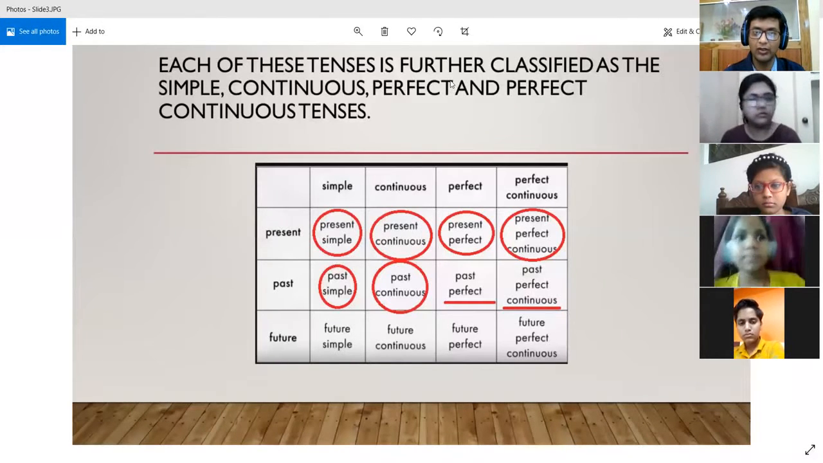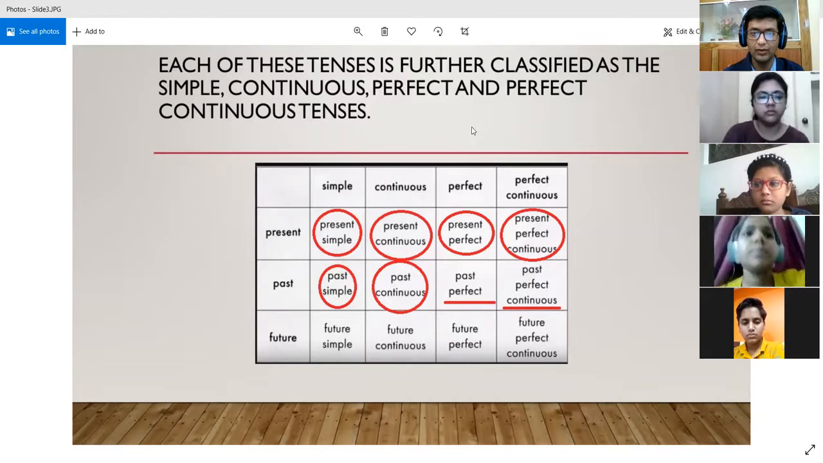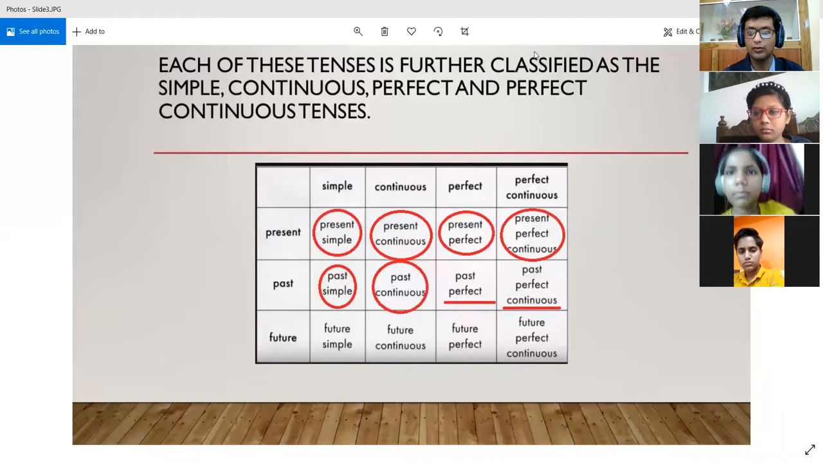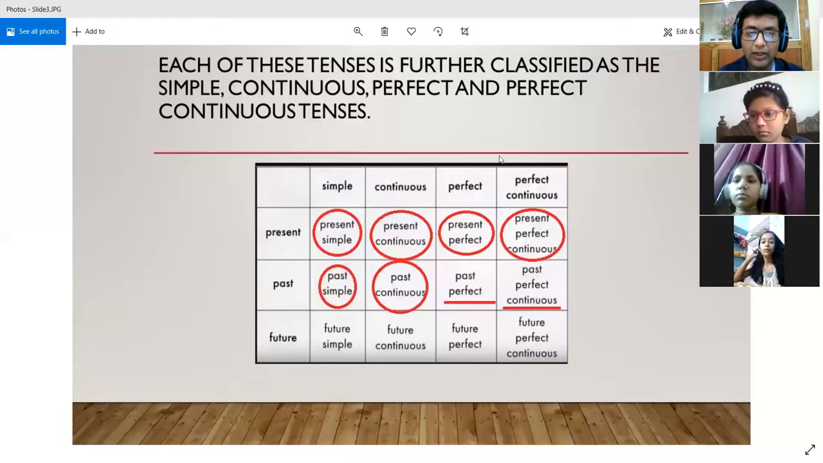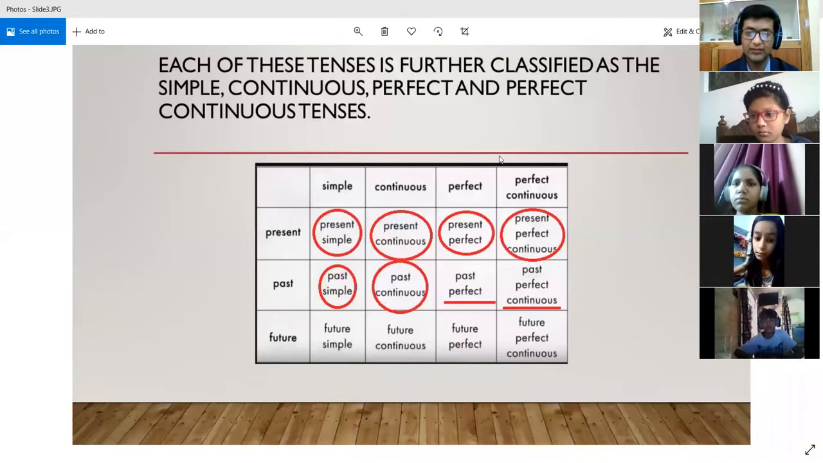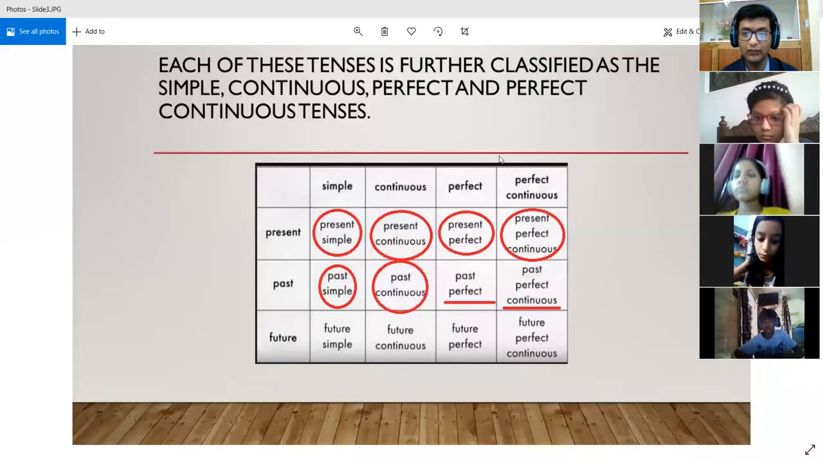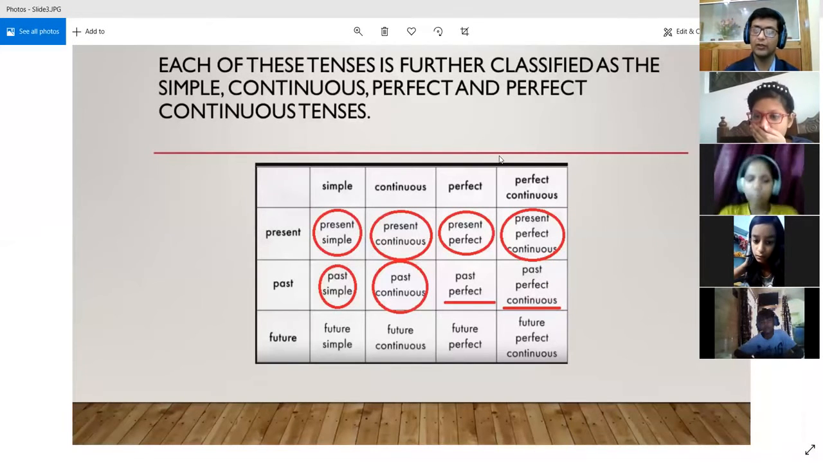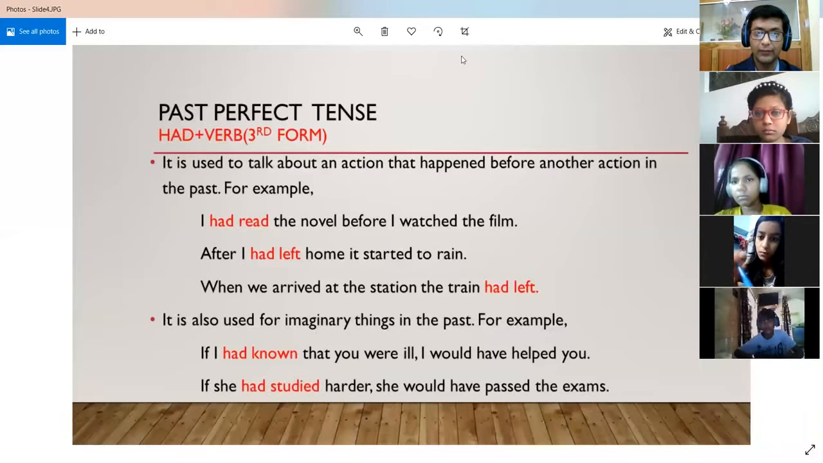And we have also done the first two types of past tenses, the past simple tense and the past continuous tense. So today we will do the two underlined ones, the past perfect tense and the past perfect continuous tense. All right, so now we can proceed with our class.